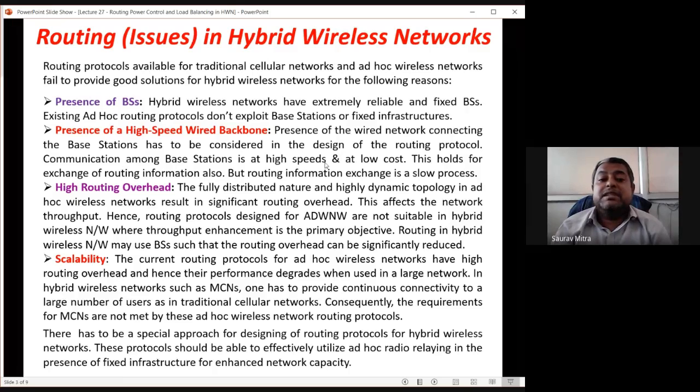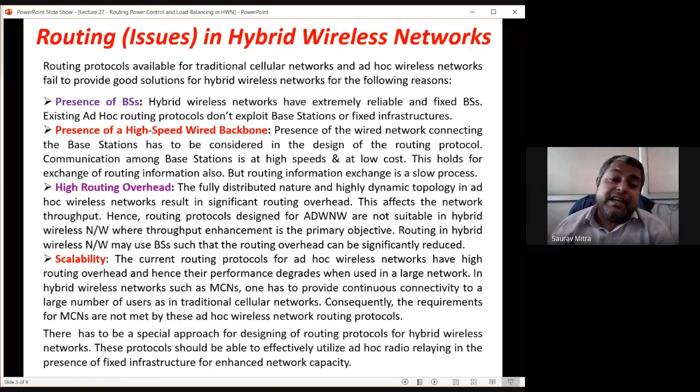Communication among base stations is at high speed and at low cost. This holds for exchange of routing information also, but routing information exchange is a slow process. Whenever I'm talking about an ad hoc network, in that case routing and all those information are exchanged in a very slow manner.